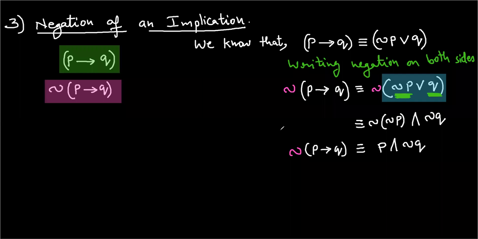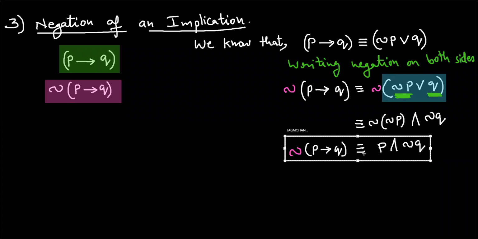So my dear students, we have got the result here, what we were working for. What was the result that we were working for? We wanted to write negation of P implies Q. So remember, negation of P implies Q is P and not Q. So I write the answer here. It is P and not Q.